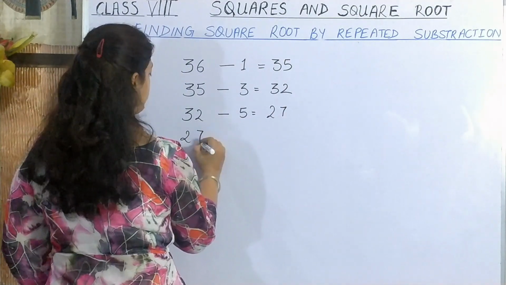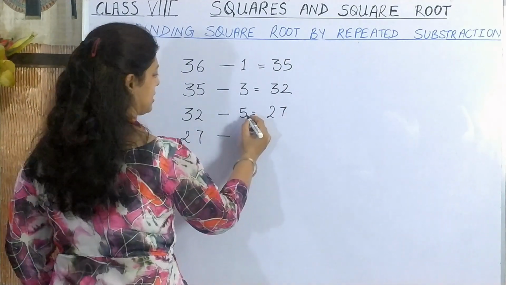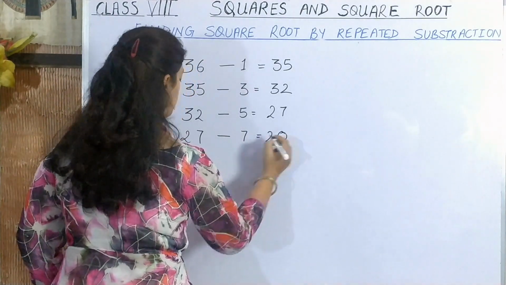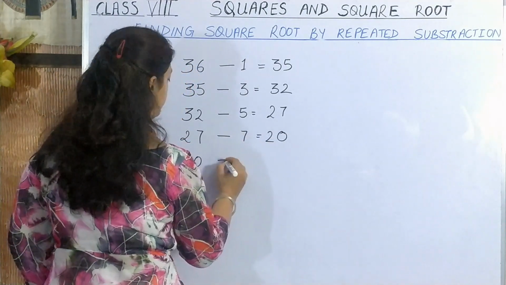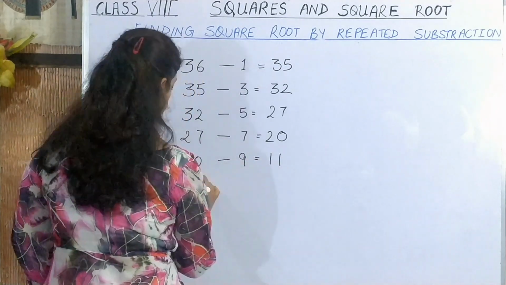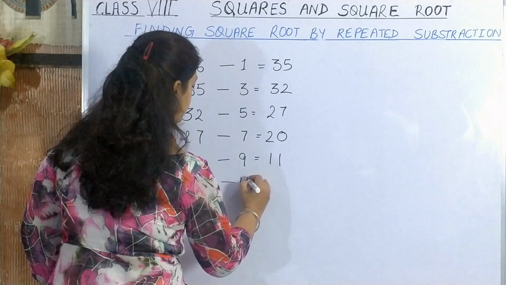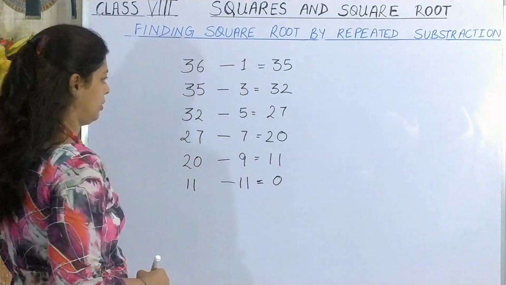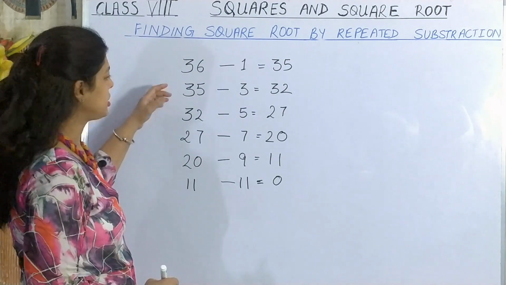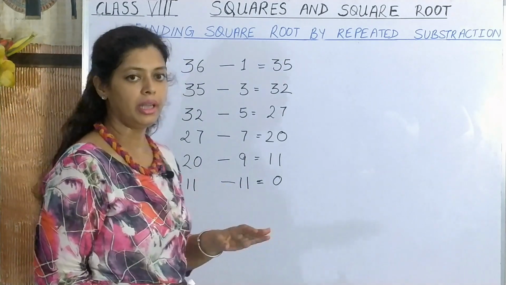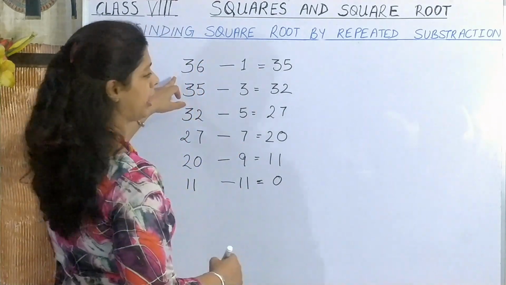Bring 27 here, 27 minus the next odd number 7 gives me 20. Bring 20 here, 20 minus the next odd number 9 gives me 11. 11 minus 11, which is the next odd number, now I get 0. So the number of steps in which this subtraction reaches 0 is the answer, the square root of my square number.